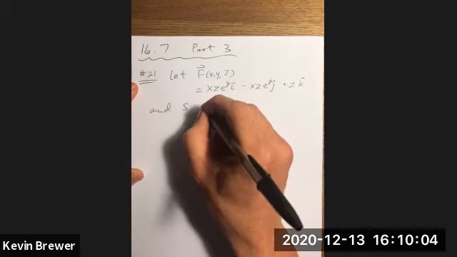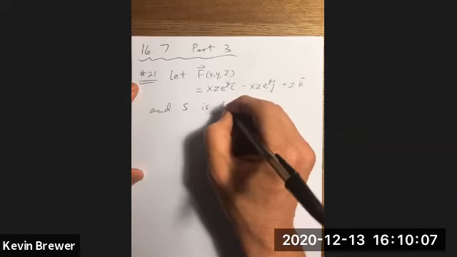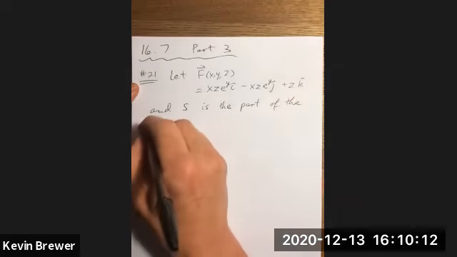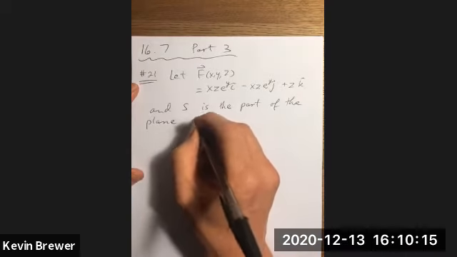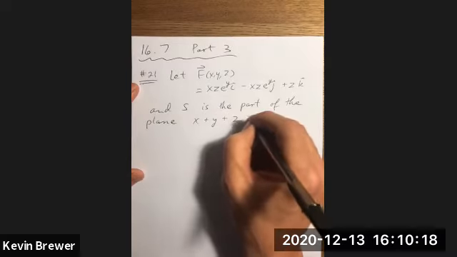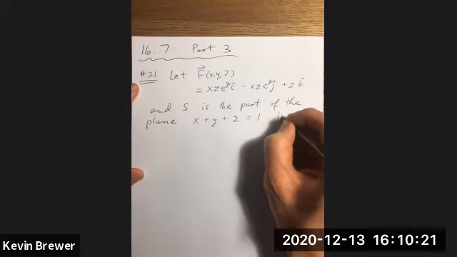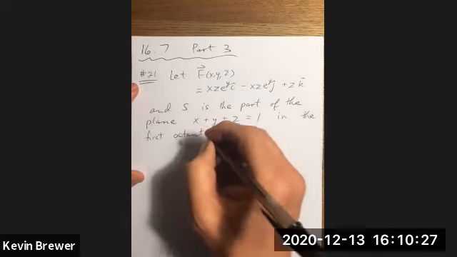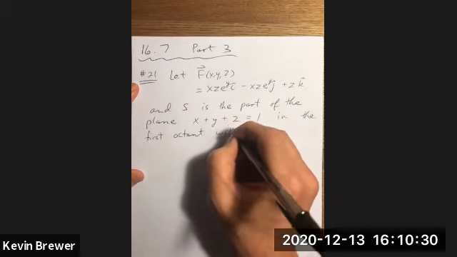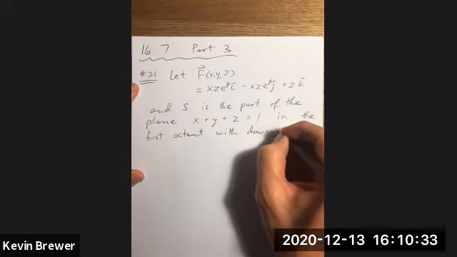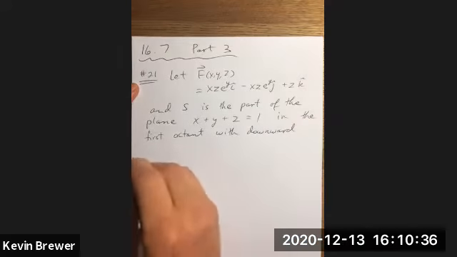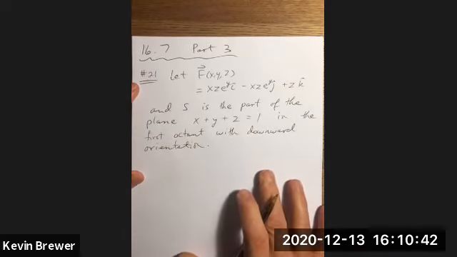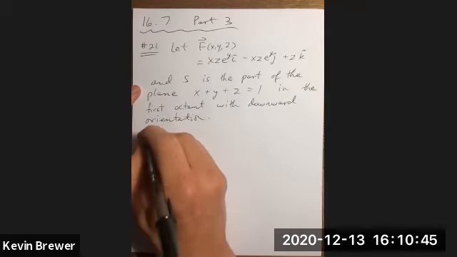and S, the surface, is the part of the plane x plus y plus z equals 1 in the first octant, with downward orientation. And we want to find the flux of F across S.